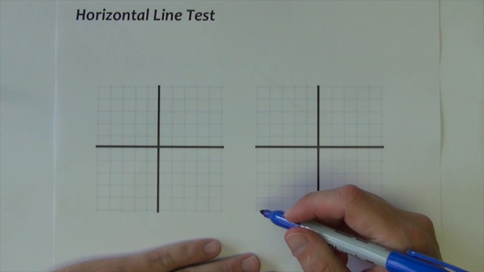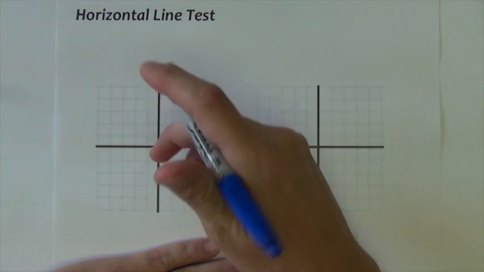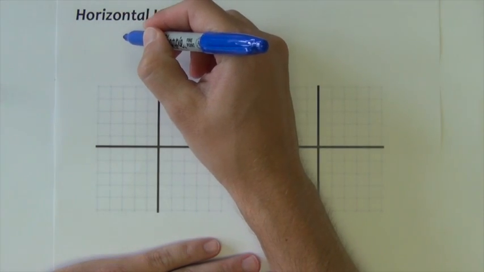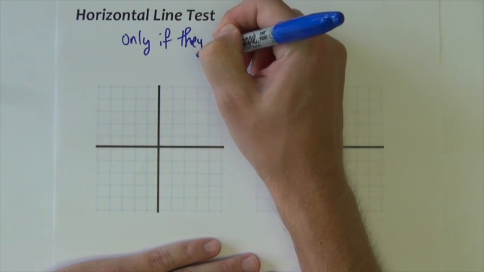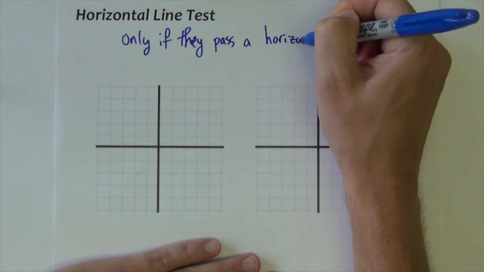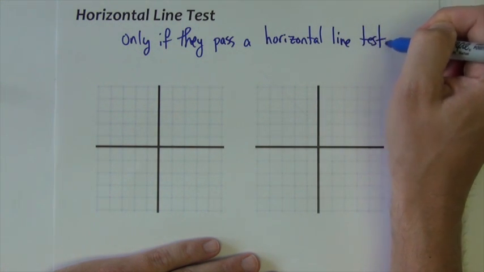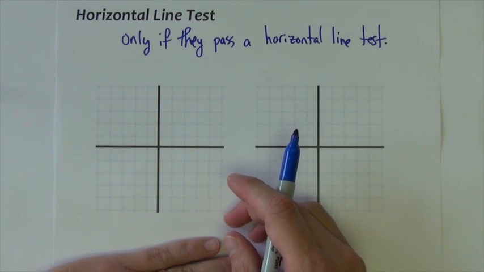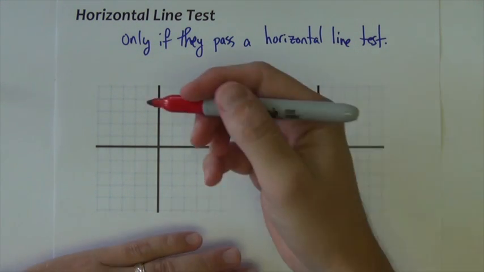Now I want to talk real briefly about what kinds of functions have inverse functions. We say that functions have inverses only if they pass a horizontal line test. Everybody viewing this video is certainly familiar with the vertical line test. The horizontal line test is the same type of test, just we use a horizontal line and not a vertical line. Okay. Well, let's look at a function that is very familiar to us first.